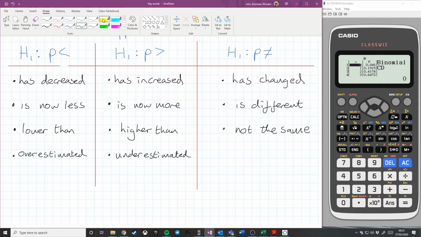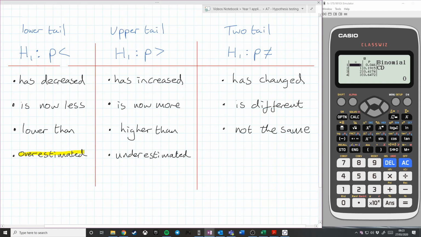And a couple of tricky ones here. Overestimated. If something has been overestimated, then it's actually lower, so that's why we end up with a less than. And if something has been underestimated, then it's actually higher, so it is greater than. Those appear initially the wrong way around.